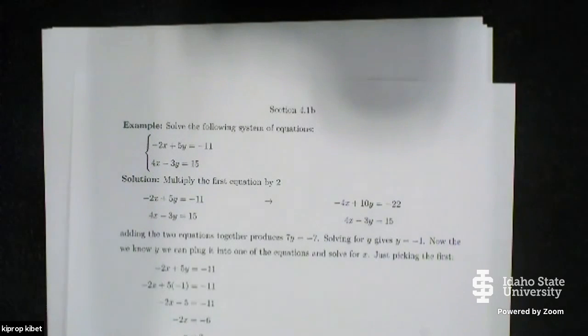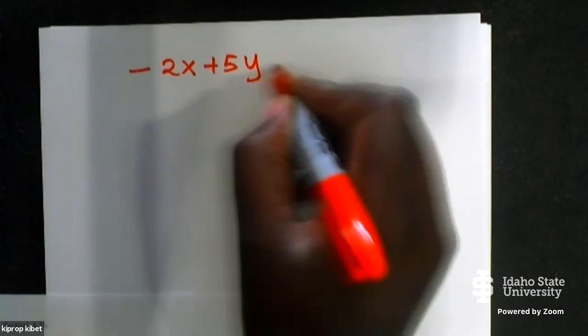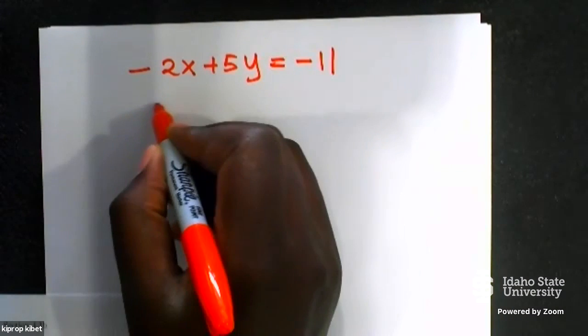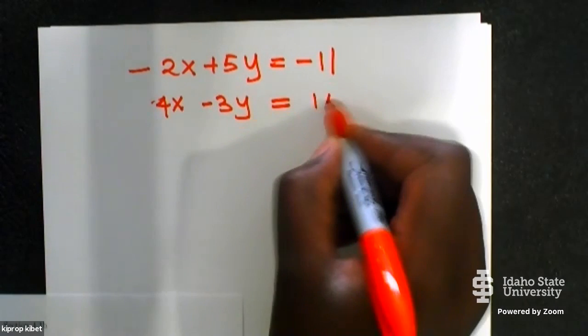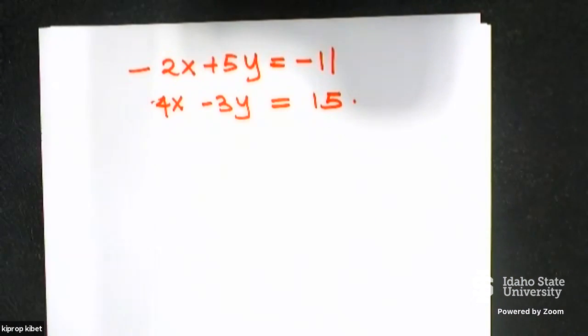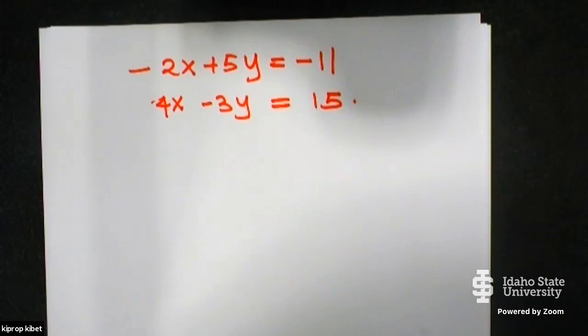All right, so solve the following system of equations. Minus 2x plus 5y equals minus 11. 4x minus 3y equals 15. So let's start by using the elimination method.